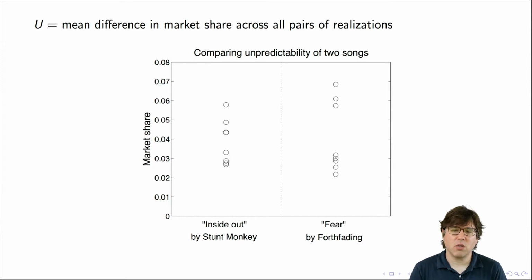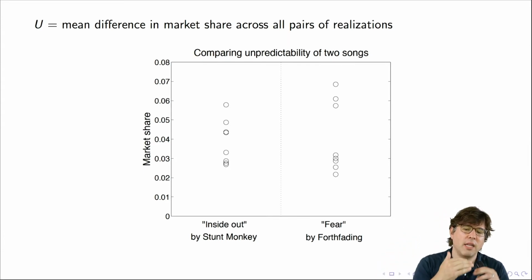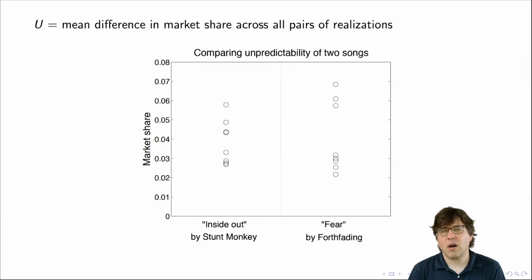And so these are 2 songs. There are 8 data points for each song because there are 8 worlds. And this shows the market share of these songs across the 8 worlds. And so what you see is that Fear by Fourth Fading, the market share is more spread out than it is for Inside Out by Stunt Monkey. And so we would say Fear by Fourth Fading is more unpredictable than Inside Out by Stunt Monkey.